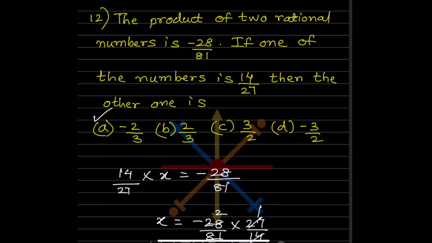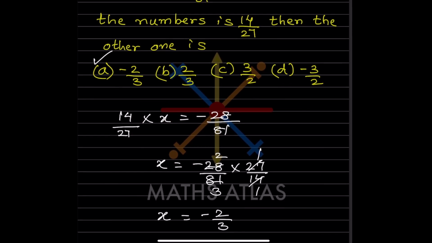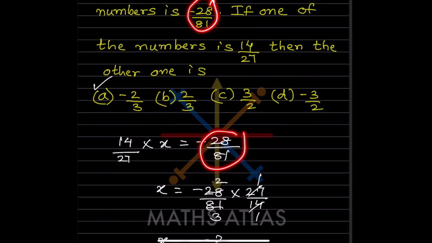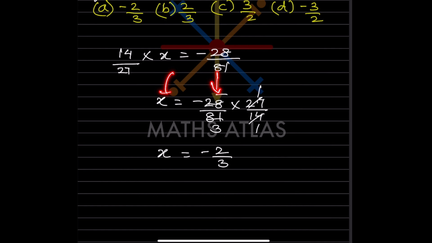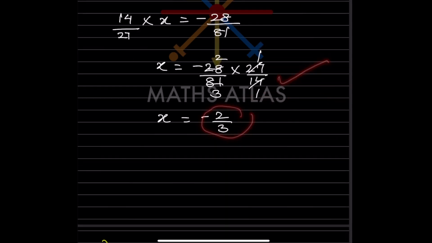Now the product of two rational numbers is minus 28 by 81, and if one of the numbers is 14 by 27, then the other number is this. We have done this problem many times over here. Only the numbers are different. When I say product, you have to just multiply with this one. The number is given as 14 by 27, and x is going to be the same here, but this is multiplication, so this is going to flip over when it comes to the other side. That will be 27 by 14, and then you simplify this number, so you get minus 2 by 3. So this is the correct option.